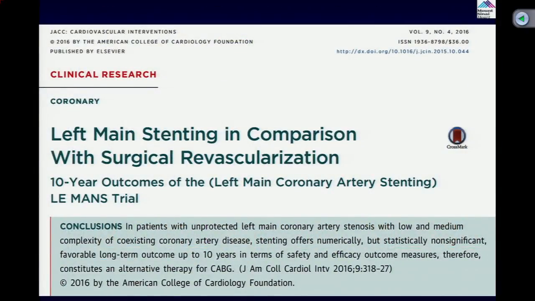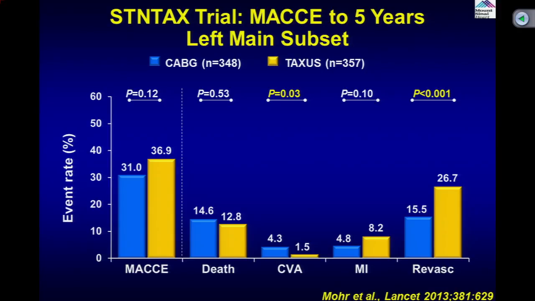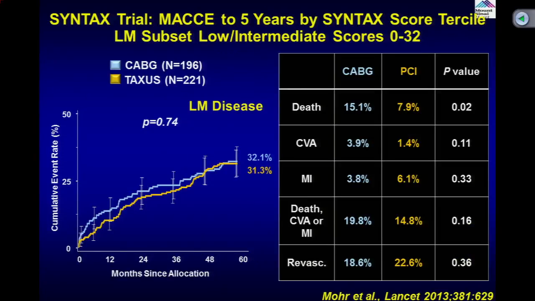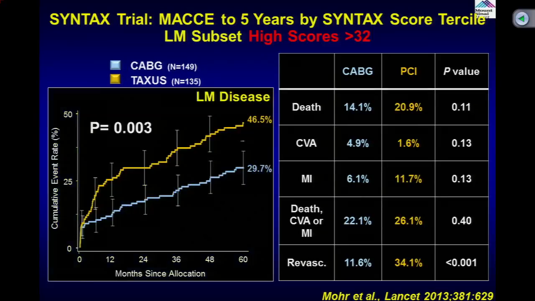So now it seems that yes, in selected cases you can do PCI, and this is what our guidelines say. We know from the SYNTAX data, the MACE up to 5 years, that overall the patient did okay compared to multi-vessel disease. For the left main, the MACE was non-significantly different, largely because when your SYNTAX score was 32 or less, as you see here, there was lower mortality with the PCI compared to the CABG. And of course, once you go to a higher score, you have higher mortality with the PCI.